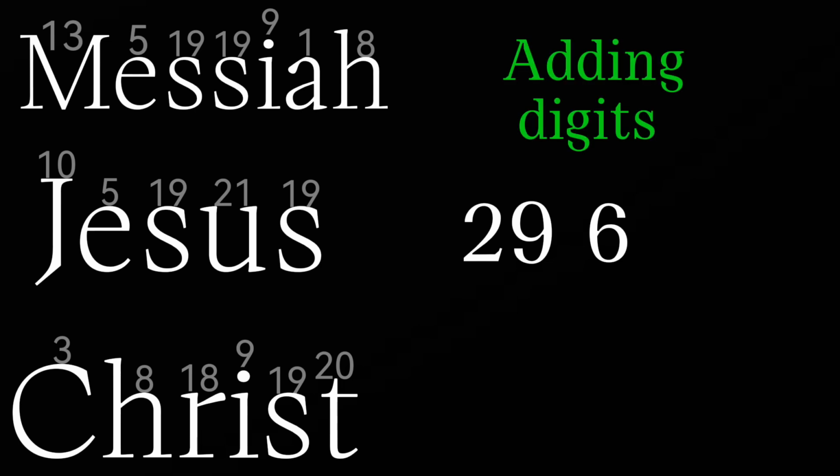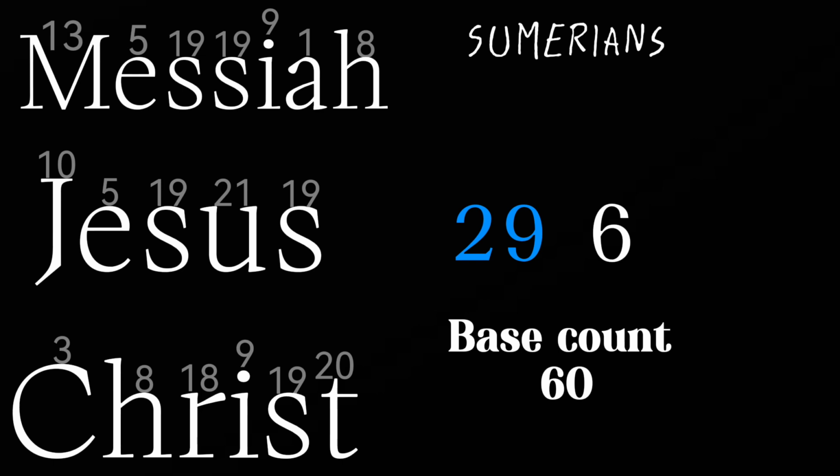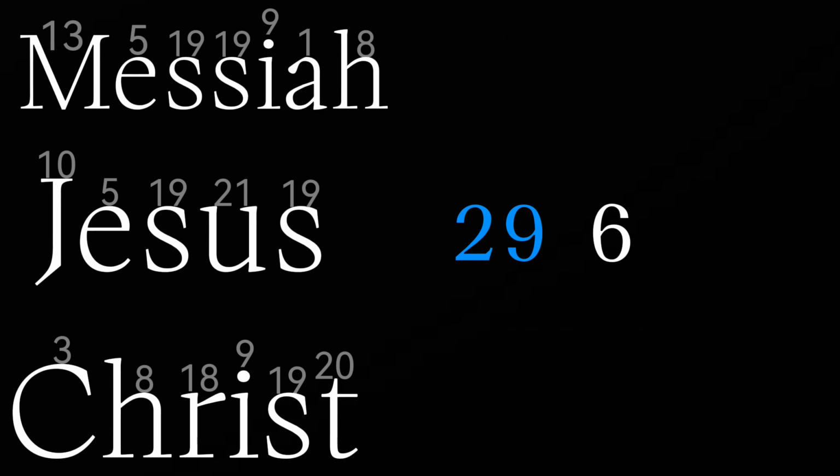Let us look closely. We just added Jesus digit by digit. 1 plus 0, plus 5, plus 1, and so on, equals 29. And 6 represents base count 60, which was created mathematically by the ancient Sumerians around 3000 BC. Let's bring out Christ's date of conception by multiplying 29 and 6. 29 times 6 equals 174.